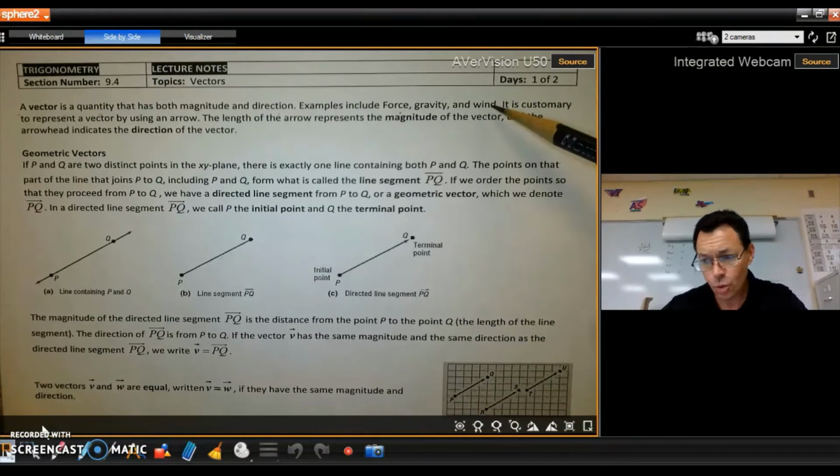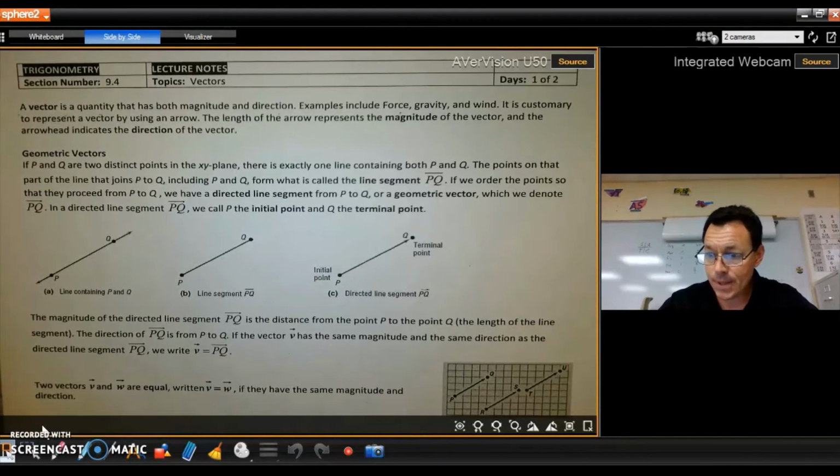Wind can be blowing north, it can be blowing south, it could be blowing at 10 miles per hour, it could be blowing at 25 miles per hour. It could be a hurricane. Okay. Or a tornado. So there's a lot of different amounts of magnitude, which is strength, and then also the direction that the force is being applied.